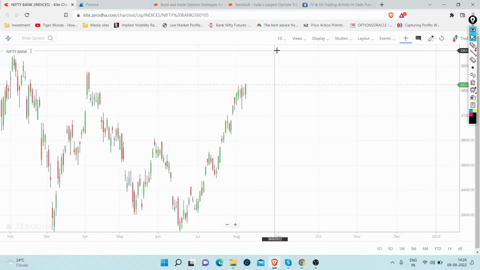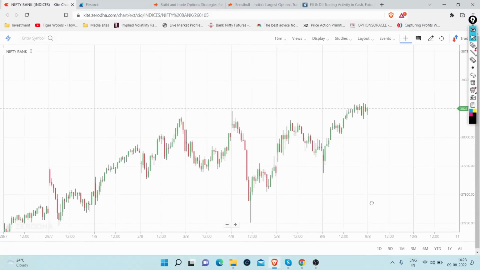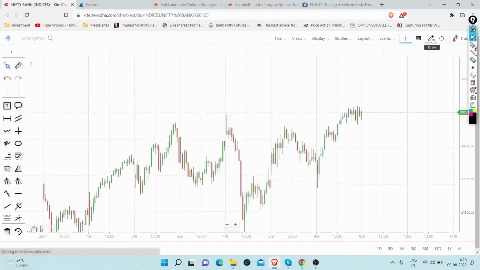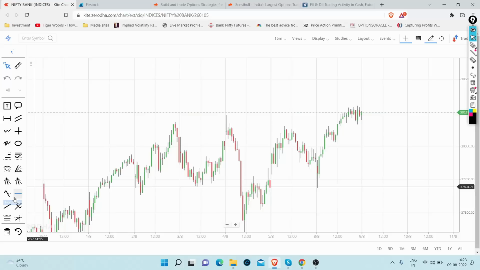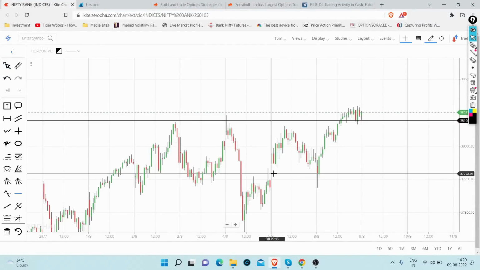So now let's just zoom into the chart. I'll put on a 15-minute chart. You can see that for the previous 3 to 4 days, Bank Nifty was finding some resistance around 38,200. Let me just mark this level. Somewhere over here, Bank Nifty was finding some sort of resistance. You can see that it tried testing it here, here, here.